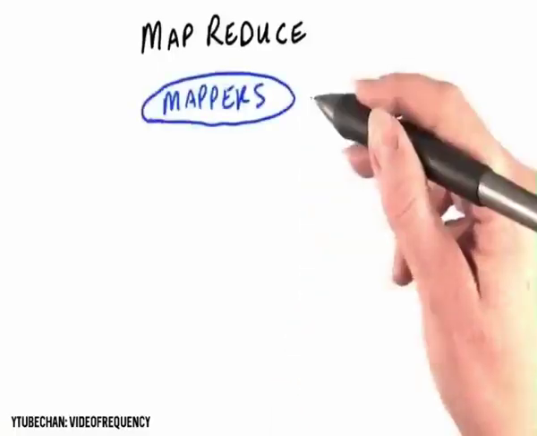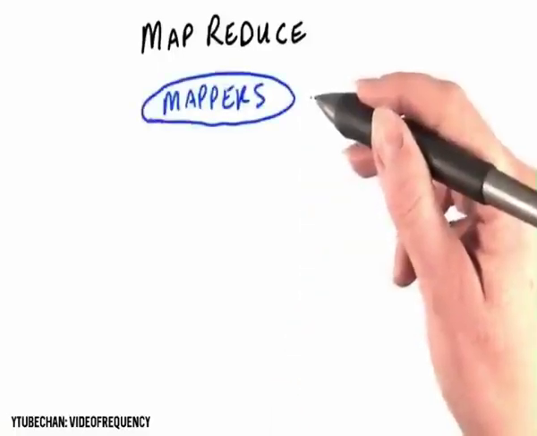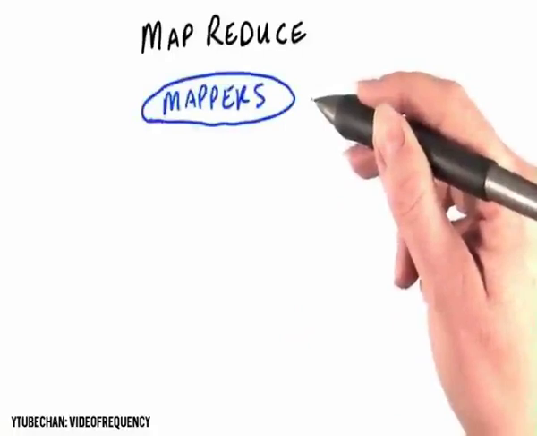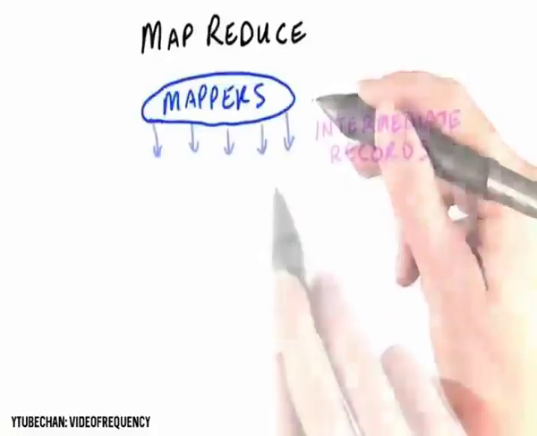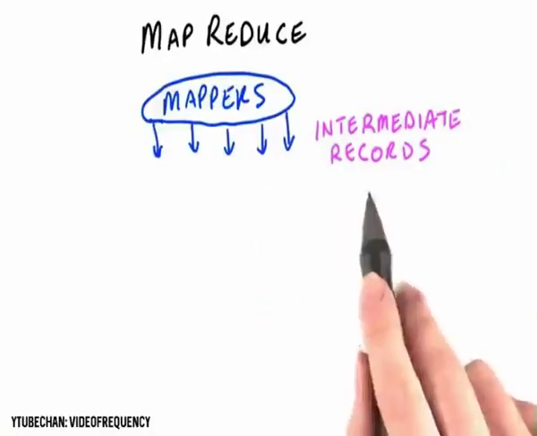Let's summarize. The mappers are just little programs that each deal with a relatively small amount of data and work in parallel. We call that output the intermediate records.